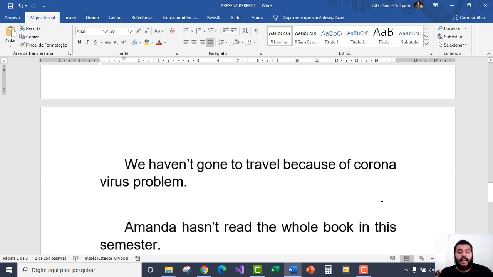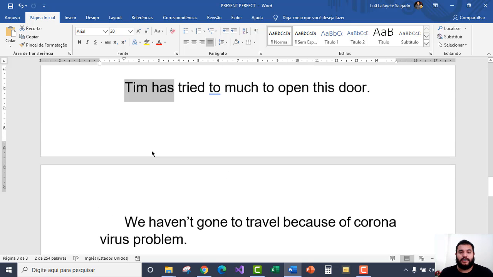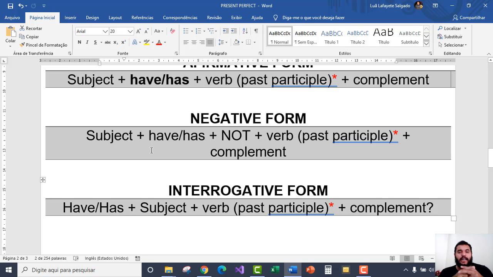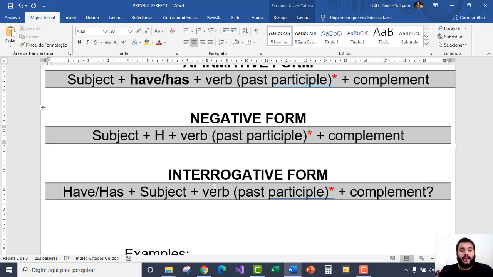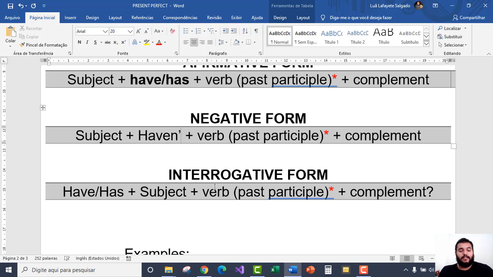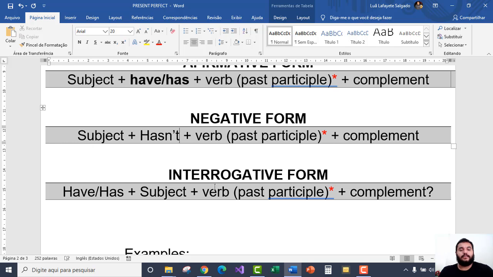Good? Now, two negative sentences. Teacher, is it possible to make a contraction of have and has with not? Yes, look at this. I take have and not and put them together, and it becomes haven't. This is not incorrect, okay? But you are going to use haven't only in present perfect. It's important to remember, okay? Hasn't is the same.